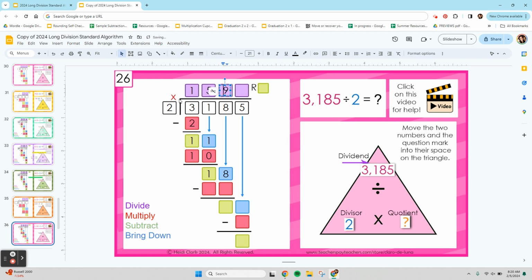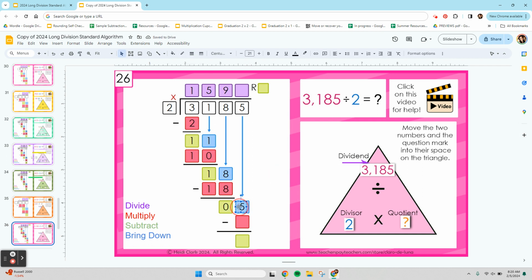Multiply it back down. 9 times 2 is 18. So that one fit in perfectly, which means when you subtract, there's nothing there. But you are going to bring down your final digit. Go ahead and try to finish this up yourself and then check back in.